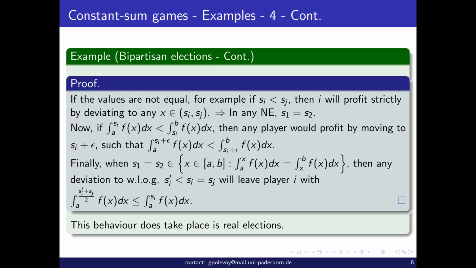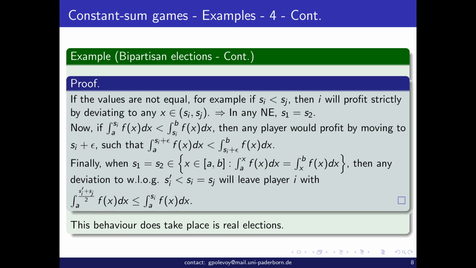First of all, if the values are not equal, let's say Si is strictly smaller than Sj, then it's not an equilibrium because i will profit strictly by becoming closer to Sj, because then it will get more from those who used to be between them, because now it gets closer to Sj. Therefore, in any equilibrium, they have to be at the same point.